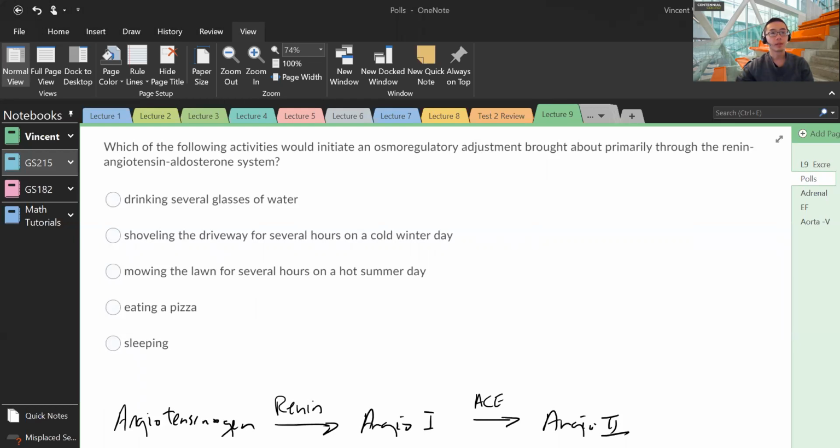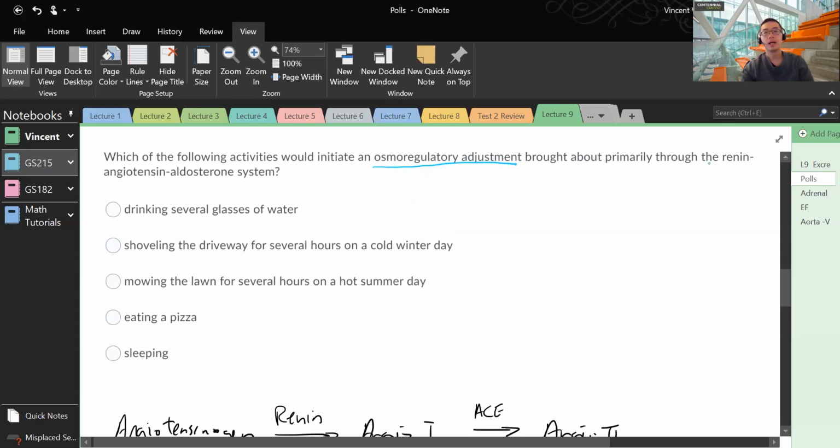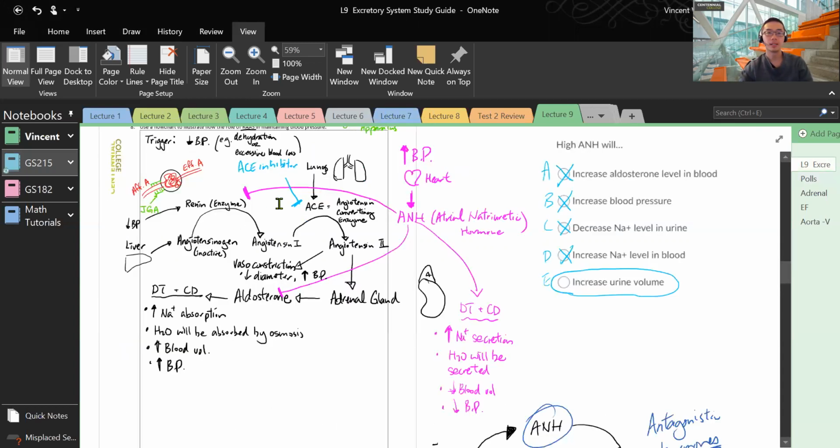Which of the following would initiate the osmoregulatory adjustment? Osmoregulatory is just like a fancy word for adjusting sodium, right? Through the renin, angiotensin, aldosterone system, through the RAS. Okay, so when do we need RAS? Let's go over here and see.